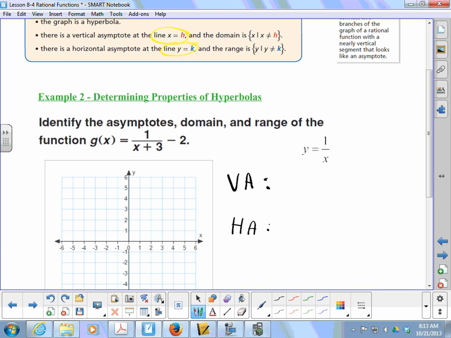Negative 3. So my vertical asymptote then is going to be that h equals negative 3. And then that means that the domain is x cannot be negative 3.